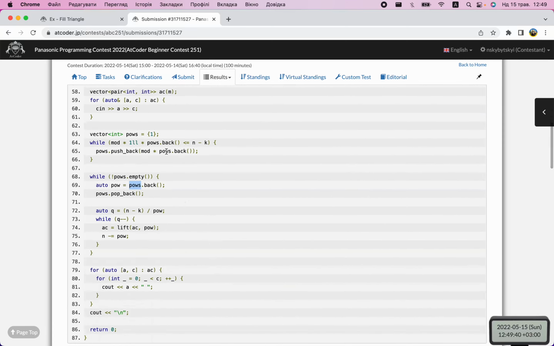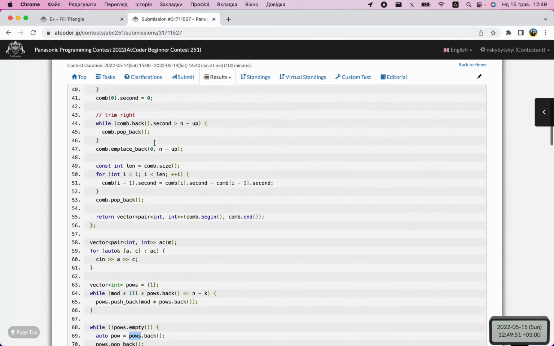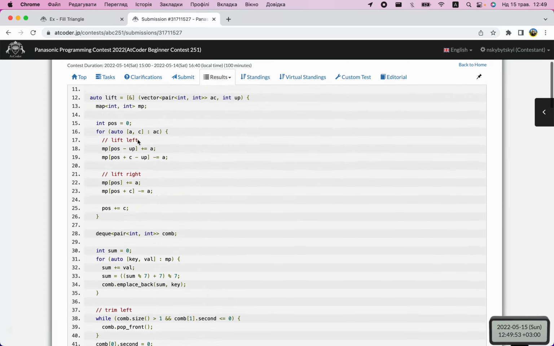Powers do not need to be considered from largest to smallest, but that's the way I did it. You can consider powers in any order. Now we need to learn how to lift run length encoding by some power of 7. Turns out, because of Lucas' theorem, the lifting is as follows.